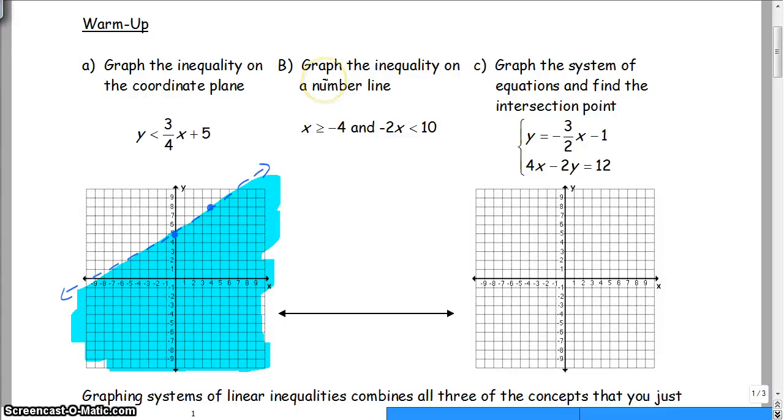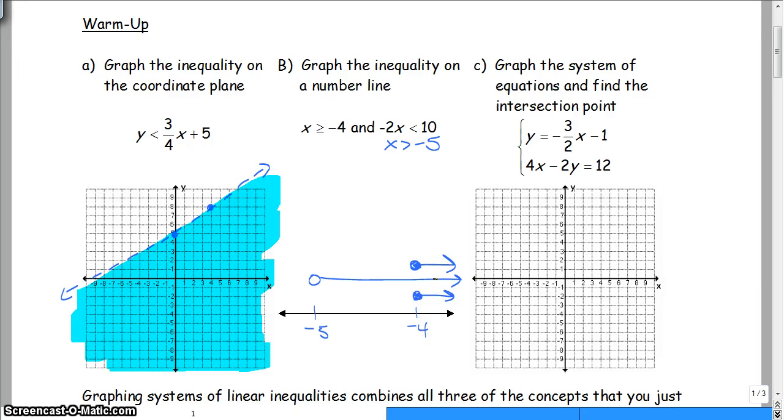The next one is graphing on a number line. We have x is greater than or equal to -4, and we have x is greater than -5 because, well, remember, we have to change the direction of the sign. So we have our -5, and we have our -4. This is an AND statement. So we have greater than or equal to -4. That looks like this. We have greater than -5. That looks like this. And of course, AND statements must satisfy both. So that's our final answer.